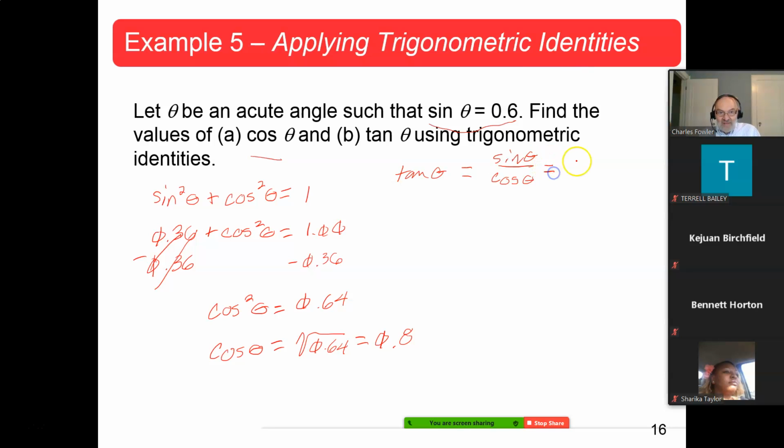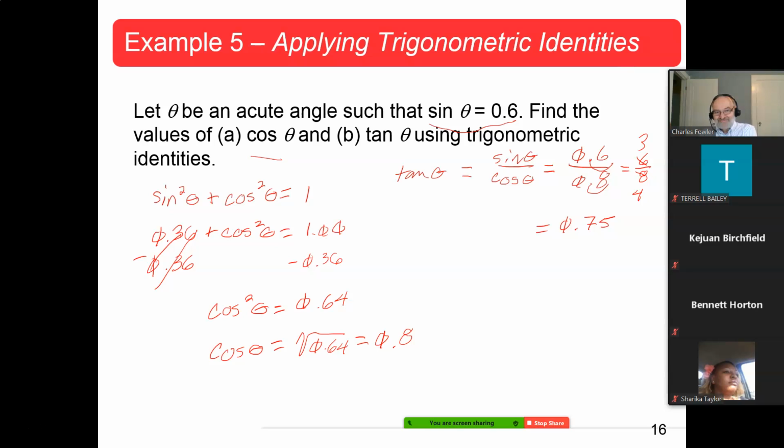And since you know that sine is 0.6 and we just determined that cosine is 0.8, I really don't like dividing decimals, but your calculator will do it no problem. I like to multiply this by 10 and that by 10 and make it 6 over 8, and then reduce both of those by 2. That would be 3 over 4. So that would be, writing that in a decimal form, 0.75. There is what your tangent is.